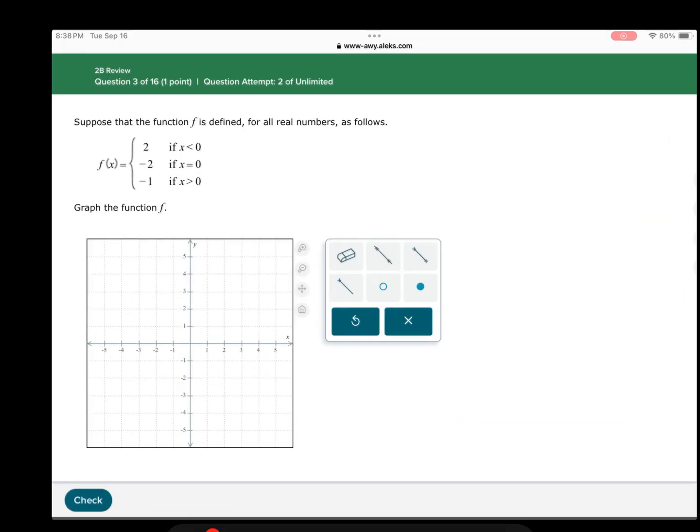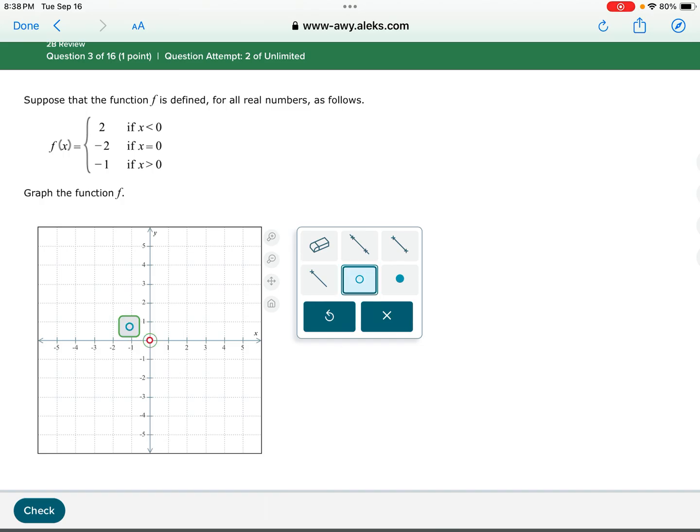So whenever you graph that in here, we'll do an open circle at 2, and we'll also do an open circle at -1. You'll grab the ray line, and let's move it accordingly. And then we'll grab another one like this right here. We'll grab a point, but we'll put the point right here.